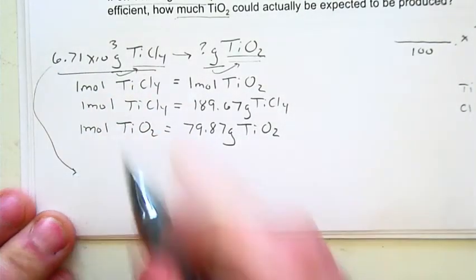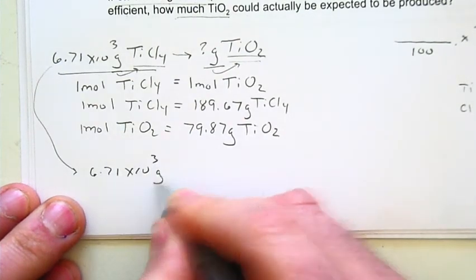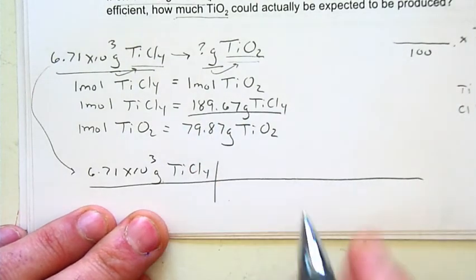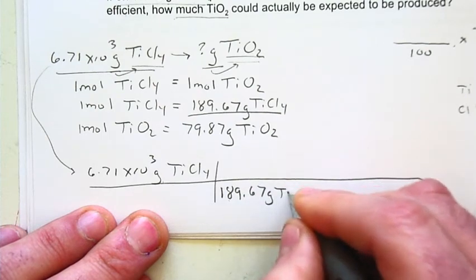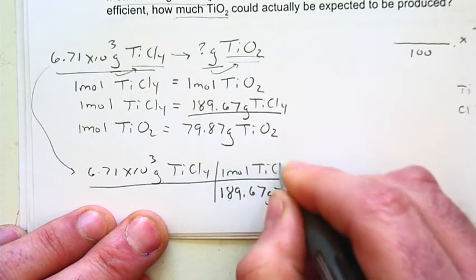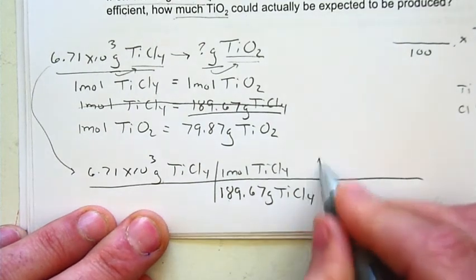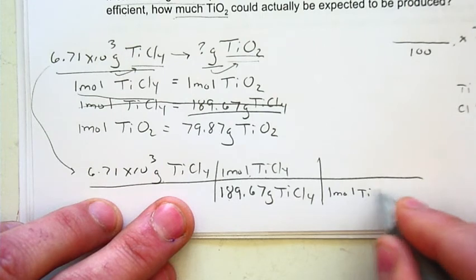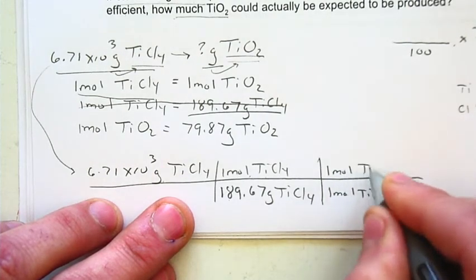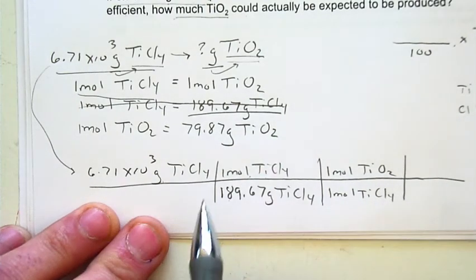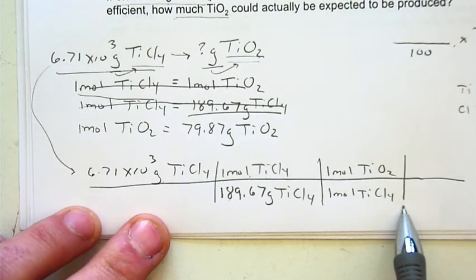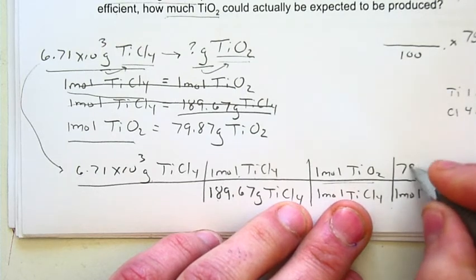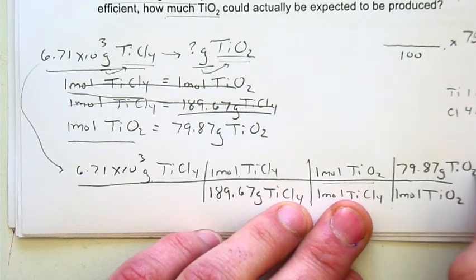And now we set up our grid. 6.71 times 10 to the third grams titanium 4 chloride. We have grams of titanium 4 chloride, so we want grams of titanium 4 chloride. They're right there. 189.67 grams of titanium 4 chloride is equal to 1 mole of titanium 4 chloride. Cross that out so we don't use that again. Another vertical line, we have moles of titanium 4 chloride, so we get those right there. It's a 1-to-1 ratio, so 1 mole of titanium 4 chloride equals 1 mole of titanium 4 oxide. And now we have one more equality, so one more vertical line. We have moles of titanium 4 oxide right there. So we put 1 mole of titanium 4 oxide is equal to 79.87 grams of titanium 4 oxide.